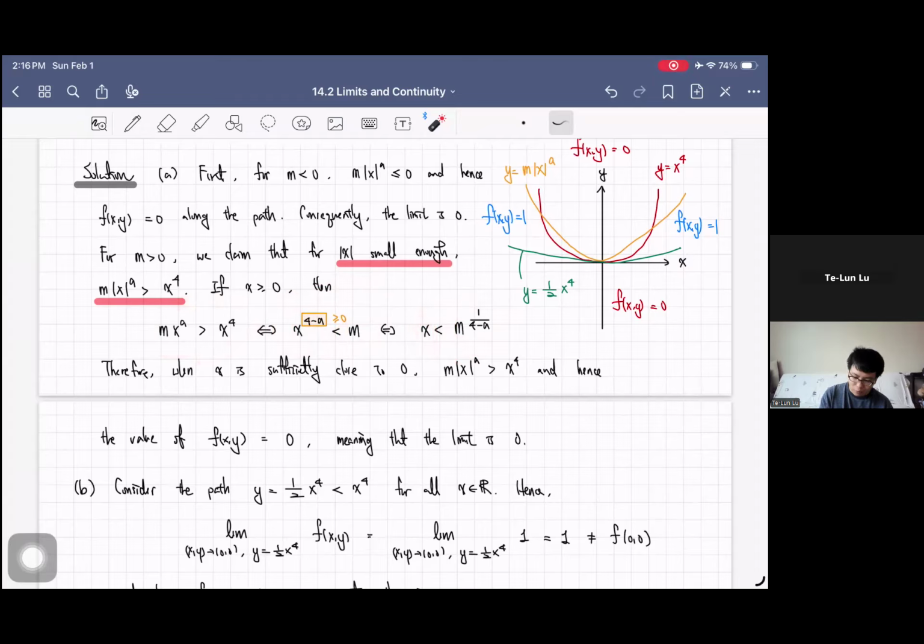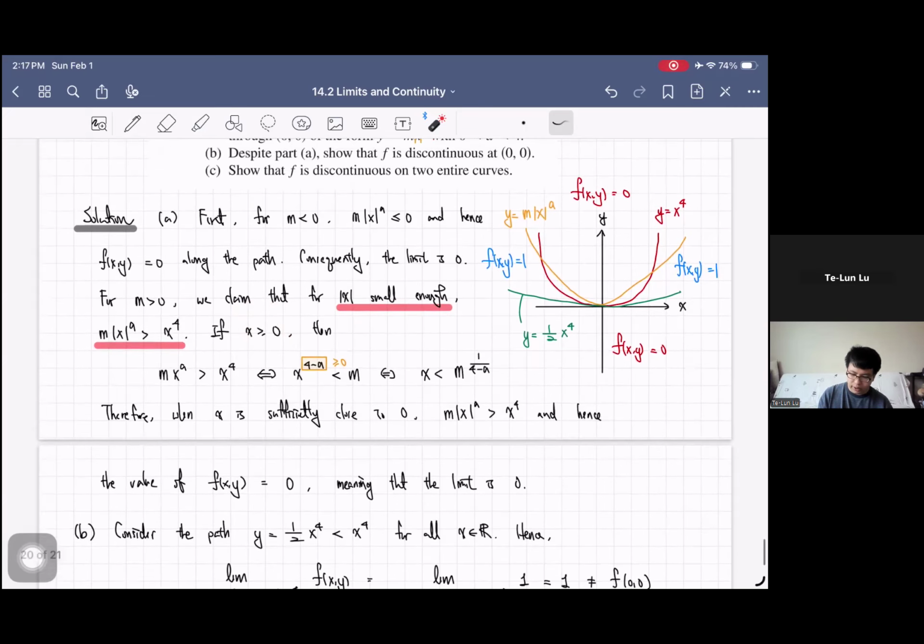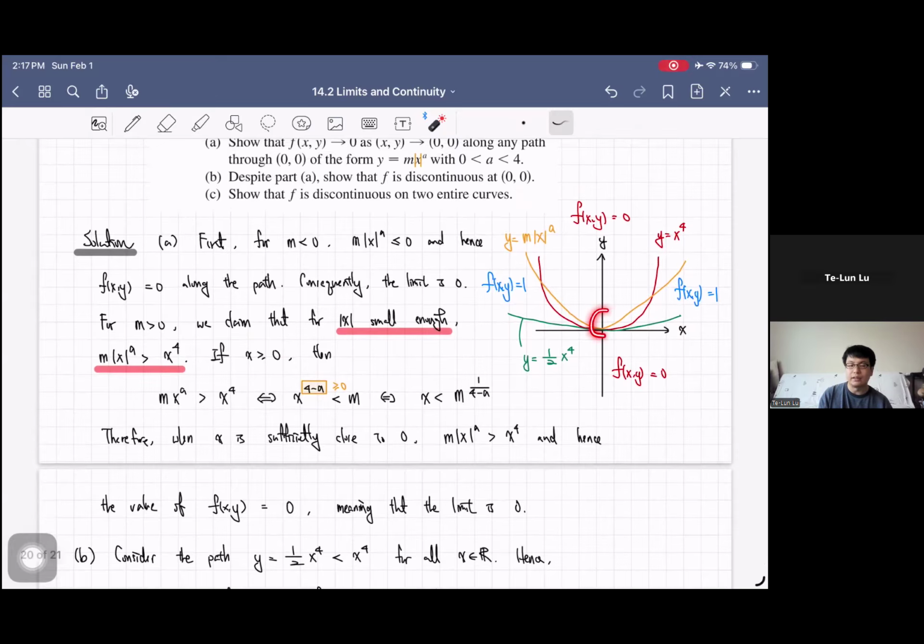Okay? You see that when a is larger than 4, this guy is negative, so the inequality becomes reversed. But for now, a is less than 4, so we always have this inequality. When x is small enough, this guy dominates this guy. In particular, I showed this for the case where x is positive. You can show it for x negative. It is quite similar. Okay, so we do verify this condition, and the yellow curve lies above the red curve when x is small enough.